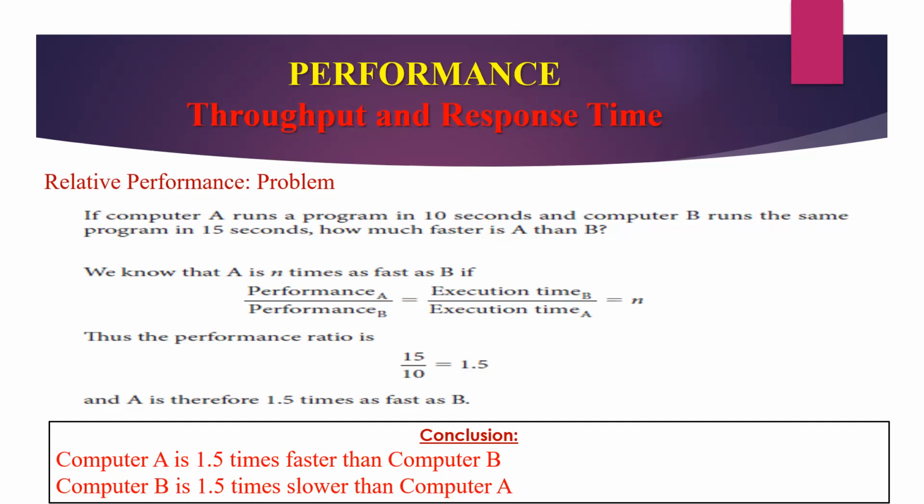For example, if computer A runs a program in 10 seconds and computer B runs the same program in 15 seconds, how much faster is A than B? We know the equation already: A is n times as fast as B. So performance of machine A divided by performance of machine B equals execution time of machine B divided by execution time of machine A equals n. In this example, execution time is our input. Therefore, the performance ratio is execution time of B, 15 seconds, divided by execution time of A, 10 seconds, which is 1.5. Therefore, computer A is 1.5 times as fast as B. The final conclusion: computer A is 1.5 times faster than computer B. With respect to execution time, computer B is 1.5 times slower than computer A.